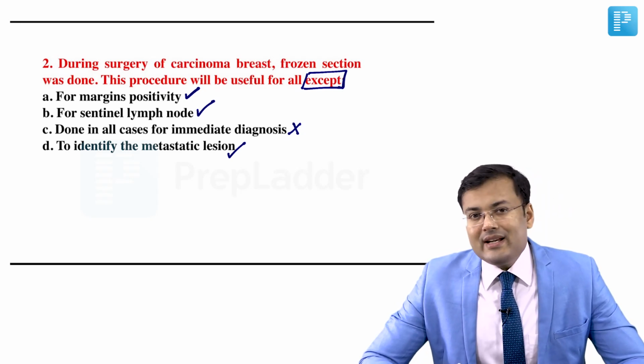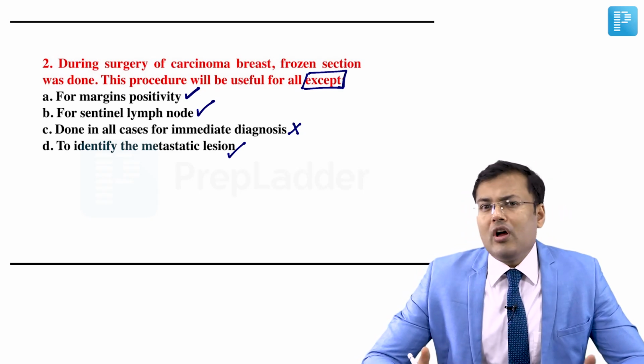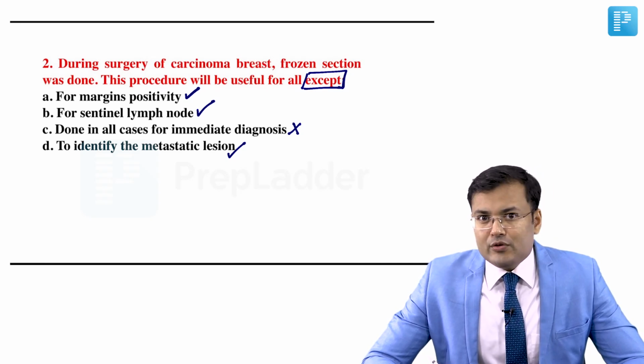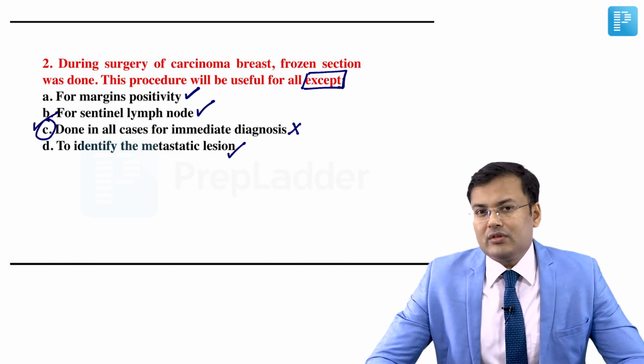So A, B and D are correct. C is incorrect. Why? Because diagnosis was already done with true cut biopsy or core cut biopsy. So frozen section is useful in A, B, D, but it is not useful in C. So C is the correct answer.